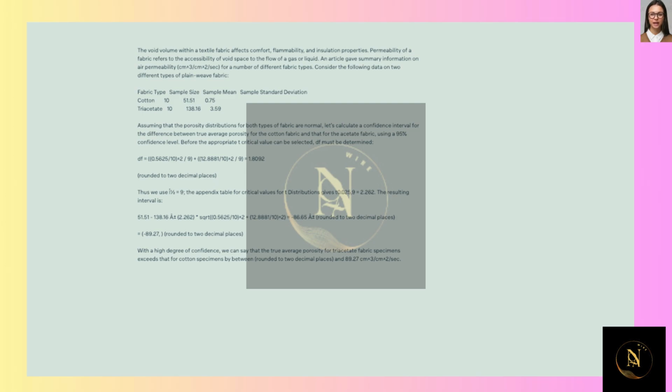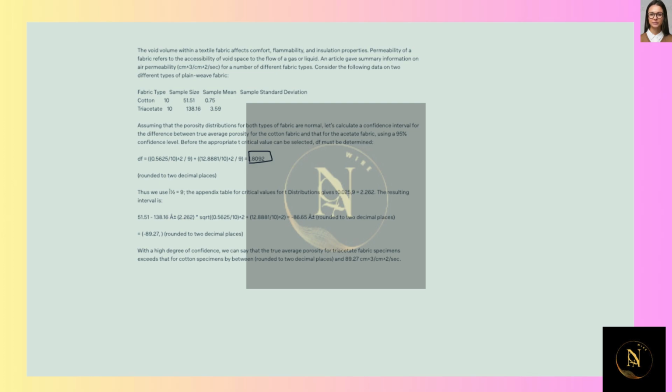So we have cotton and we have triacetate. Assuming that the porosity distributions for both types of fabric are normal, let's calculate the confidence interval for the difference between the average true porosity for the cotton fabric and that of the acetate fabric using a 95% confidence level. Before the appropriate T critical value can be selected, the degree of freedom must be determined. So it gave me the confidence interval, round to 2 decimal places.